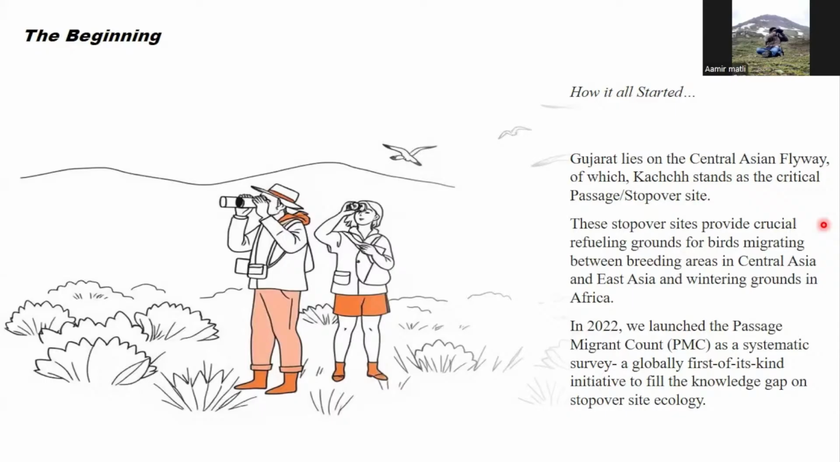But here's the catch. Most research and conservation efforts tend to focus on either the breeding grounds or the wintering sites. What happens in between has remained poorly studied, even though it may be the most vulnerable part of their journey. That's where Kachch comes in. This region acts like a service station on the highway. It gives birds the food and energy to continue the migration. Yet, surprisingly, we had no systematic data on these passage migrants until now.